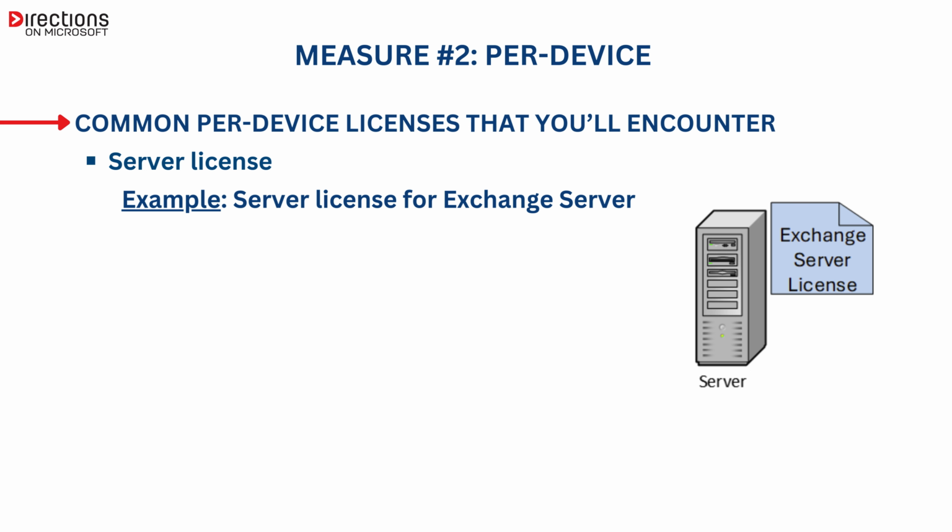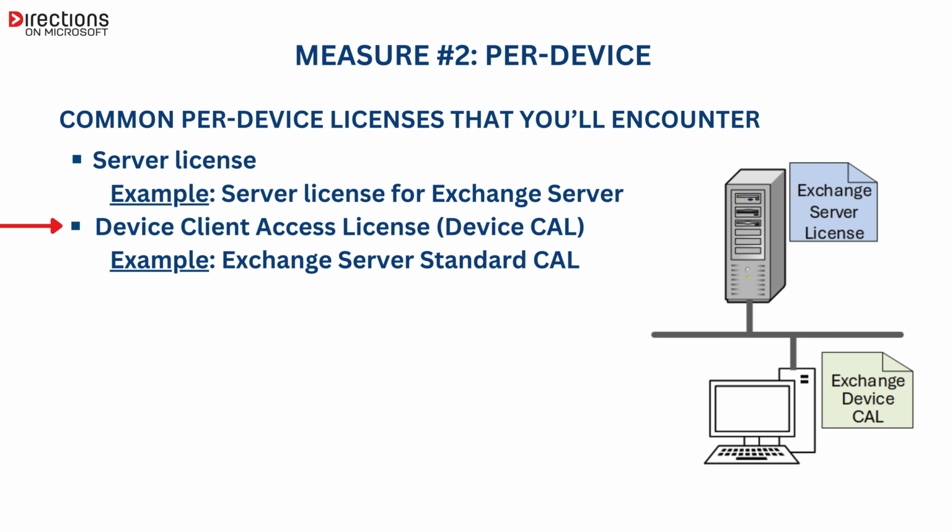That's a good segue into the second class of per-device licenses, which are device client access licenses, usually shortened to device CALs. We already mentioned that there are user CALs associated with traditional server products like Exchange Server and SharePoint Server, but Microsoft also offers a device CAL option. In scenarios involving large groups of users sharing a limited number of devices, for example, kiosks at an airport, device CALs can make a lot more financial sense than user CALs.